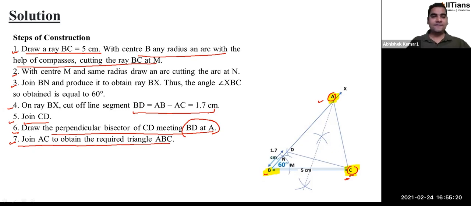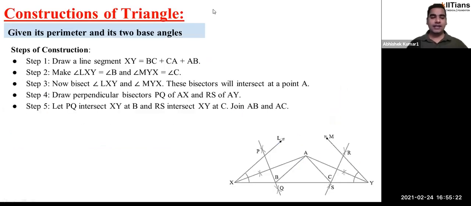So next we have construction of a triangle. Very, very important. I told you in the very beginning as well. This is very, very important when you are provided the perimeter and its two base angles. So here what we need to do, it's super easy. Let's say you are provided the value of BC plus CA plus AB. Okay, this value will be provided to you in the problem.